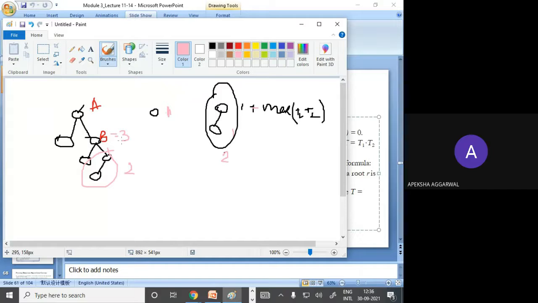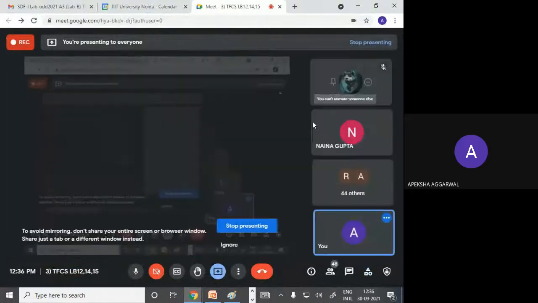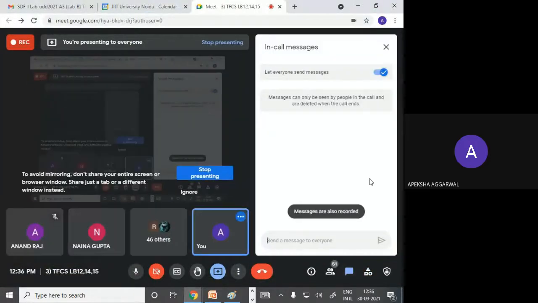And what is the height of A? 4. 1 plus max of 1 comma 3, right? Online students, are you able to get this? Anyone?